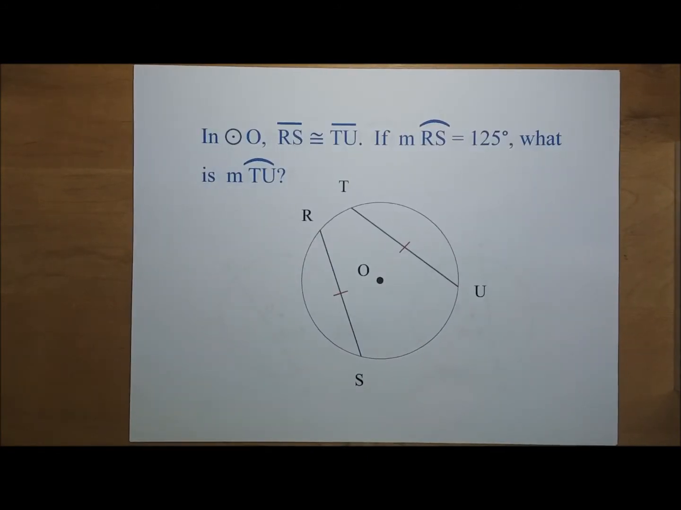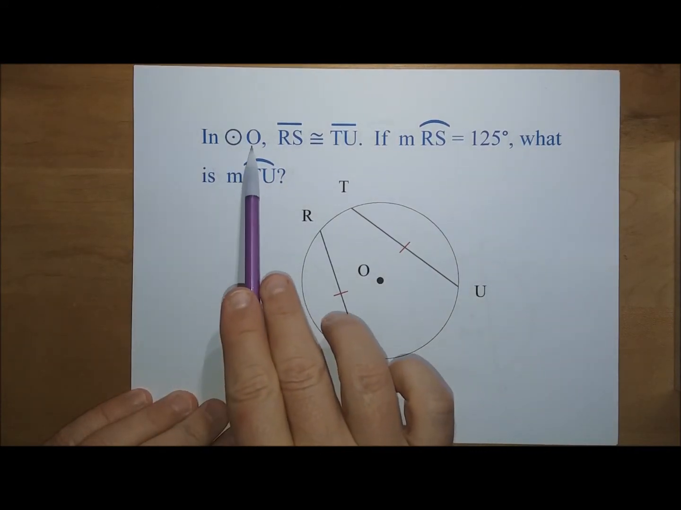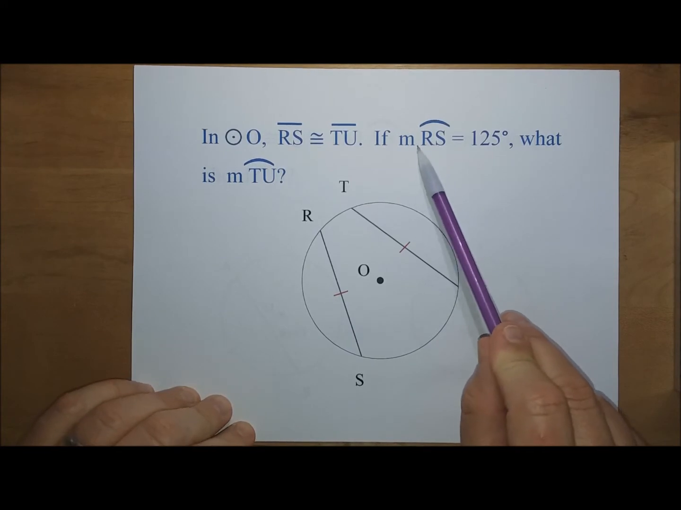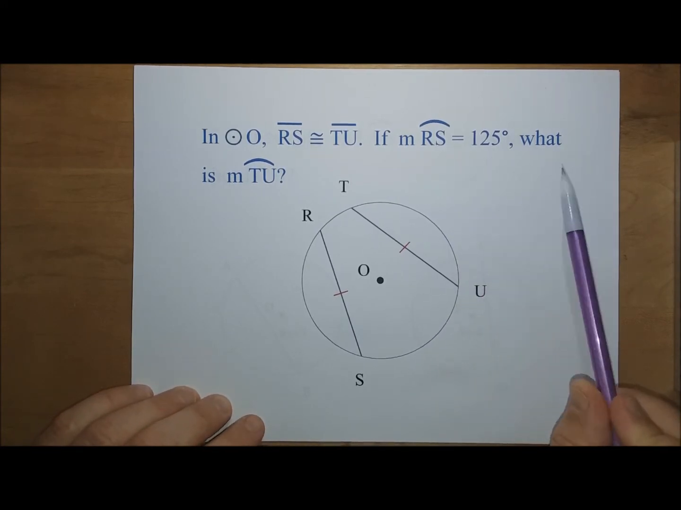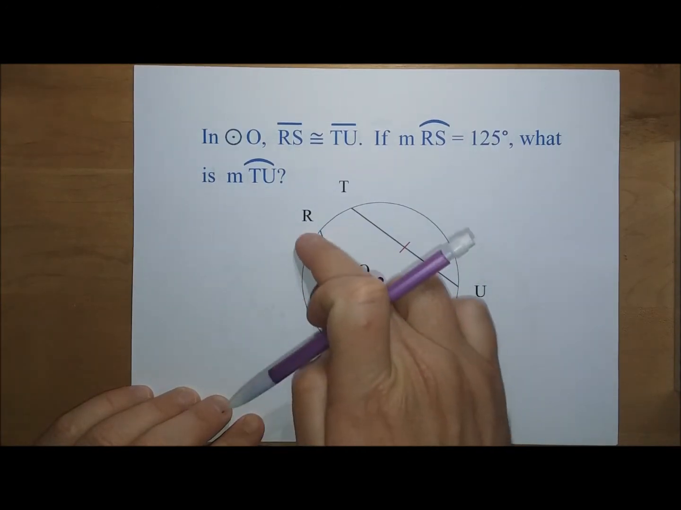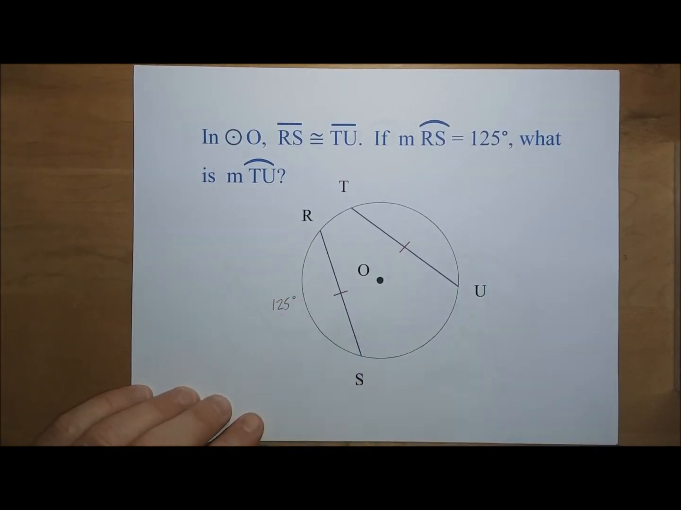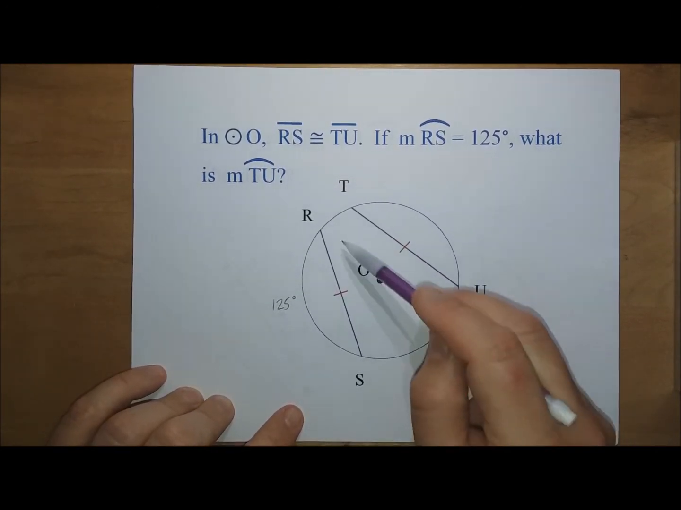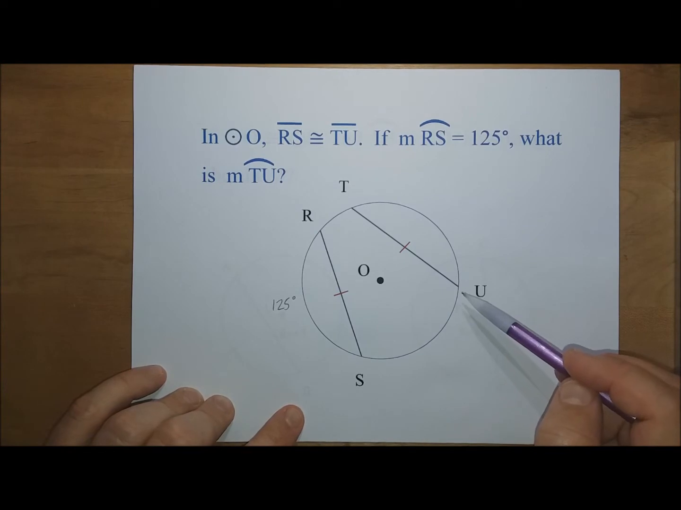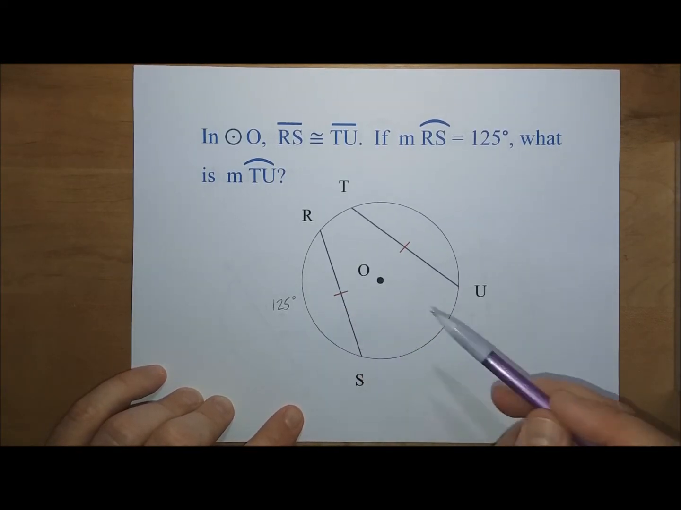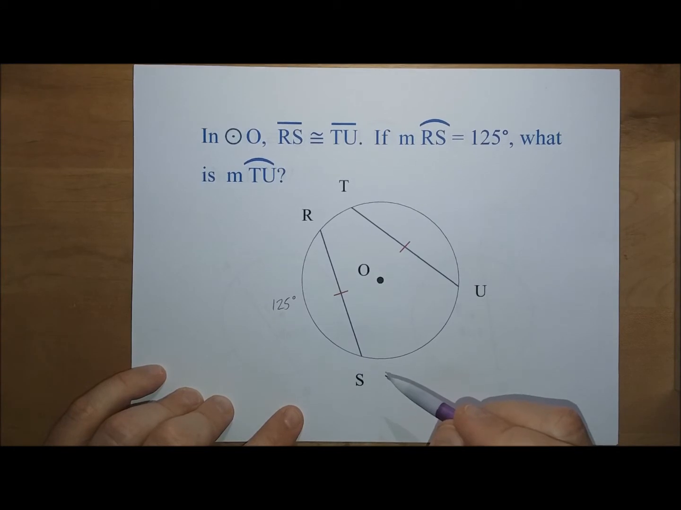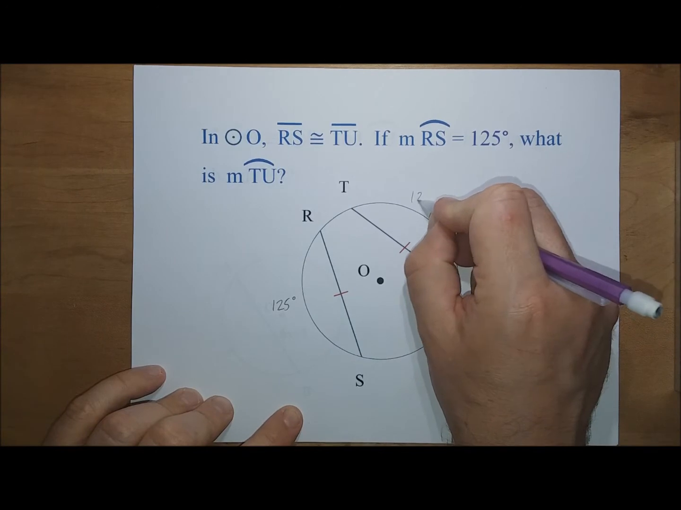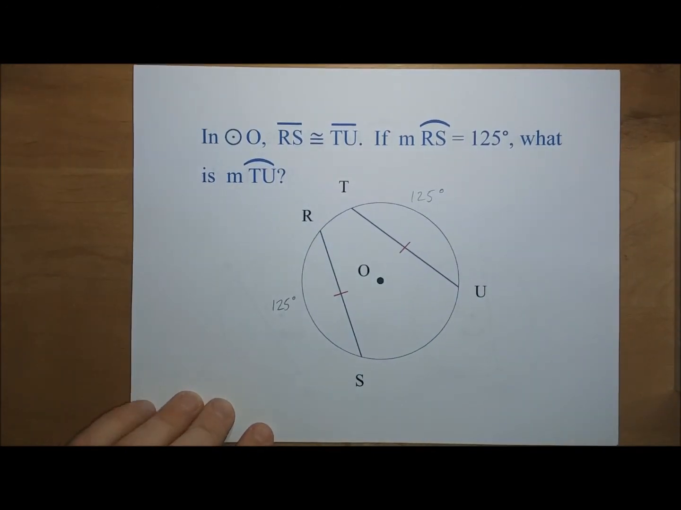Okay, could we use that idea here in this problem? In circle O, segment RS is congruent to segment TU. If the measure of arc RS equals 125 degrees, I'm going to go ahead and label that. Here's arc RS, it's 125 degrees. What is the measure of arc TU? Well, since RS is congruent to TU in the same circle, we know that two arcs are going to be congruent if their chords are congruent. So the measure of arc TU is going to be 125 degrees as well.